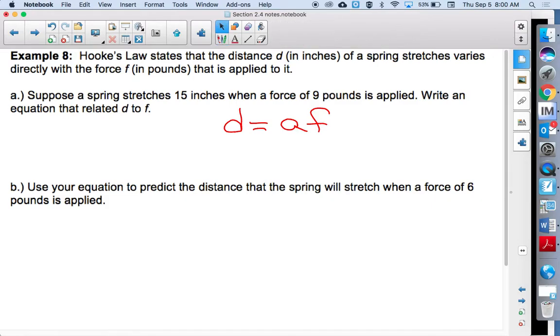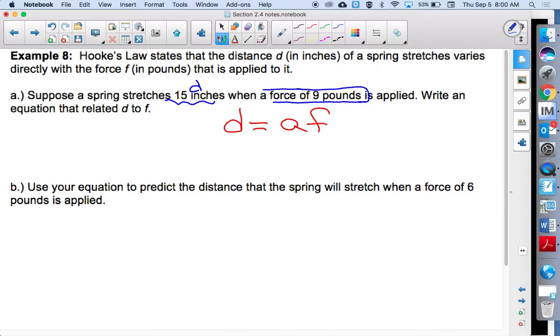How would you come up with an equation that relates the information that we're given? Peter. Yeah, so it says the spring is stretching a distance of 15 inches. The force is 9 pounds. So I have an x and a y, or a d and an f that we can plug into our equation. So distance, trying to figure out that a value, what is the constant that would be applied to this equation? And then we're plugging in the 9.